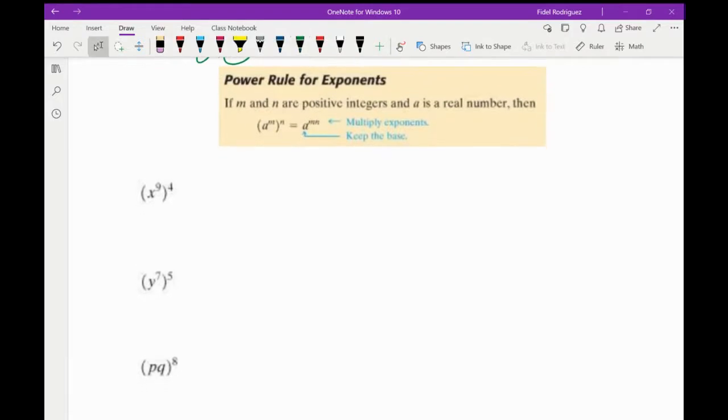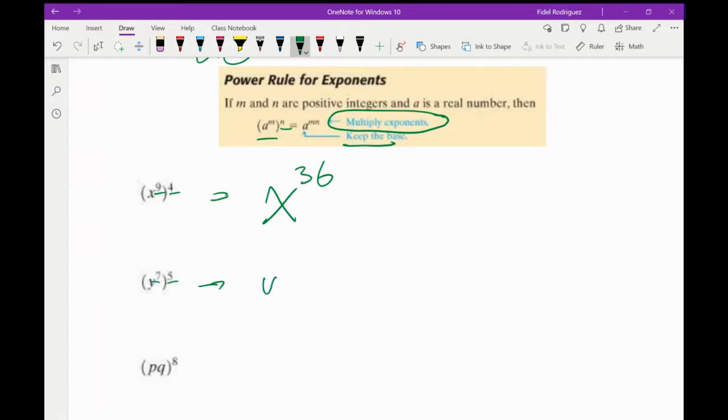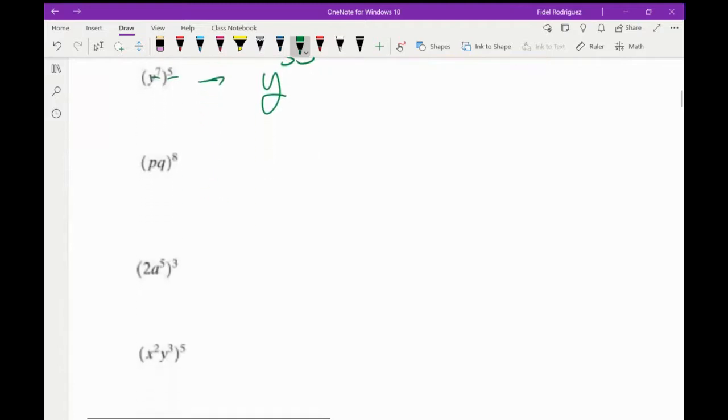So the next rule here, y'all, talks about something called the power rule. The power rule just says that if we have a power that's being raised to another power, we're going to keep the base the same, but we're going to multiply our exponents now. Okay? So if I have x to the 9th to the 4th, we're going to multiply those exponents. That's going to give me a 36. Okay? If I have y to the 7th to the 5th, we're going to multiply those powers. That's going to give me a 35. Okay?